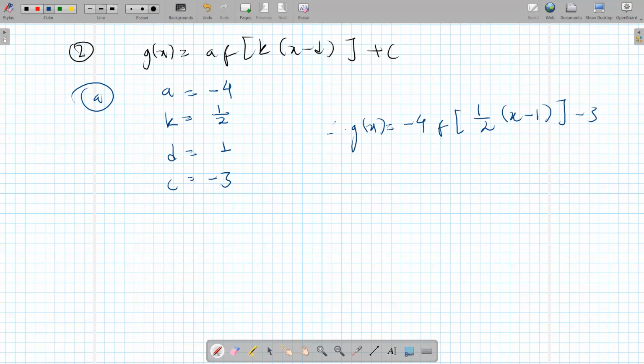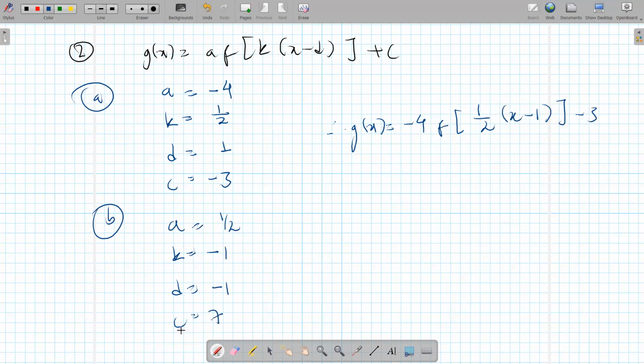Okay, I got it. For b, again, it's the same idea. We need to identify a, k, d, c. So what does it say? Reflection in the y-axis. Now that means k is going to be negative. Vertical compression by a factor of 1/2 means a is 1 over 2. Horizontal translation to the left 1 unit means d is -1. Vertical translation up is positive, c is 7.